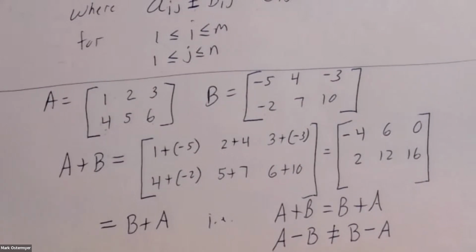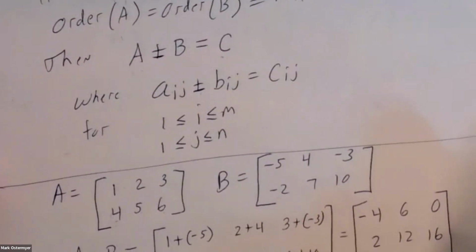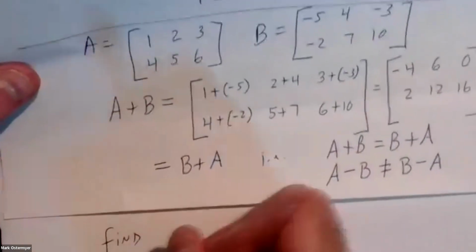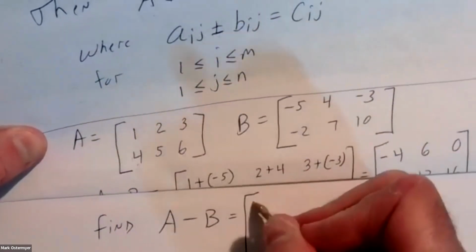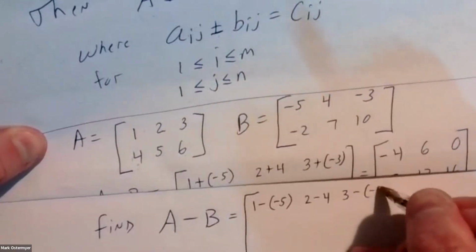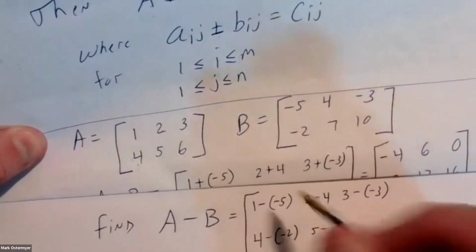Any questions how we add matrices together? What if I was to take these two same matrices, A and B, and instead of adding, suppose I was to subtract these two matrices. So what if I wanted to find matrix A minus matrix B? Well, all we got to do is just subtract the entries of matrix B from the corresponding entries in matrix A. So I would get my 2 by 3 matrix by taking 1 and subtracting off -5. 2 subtract 4. 3 subtract a -3. 4 subtract a -2. 5 subtract 7. And 6 subtract 10.